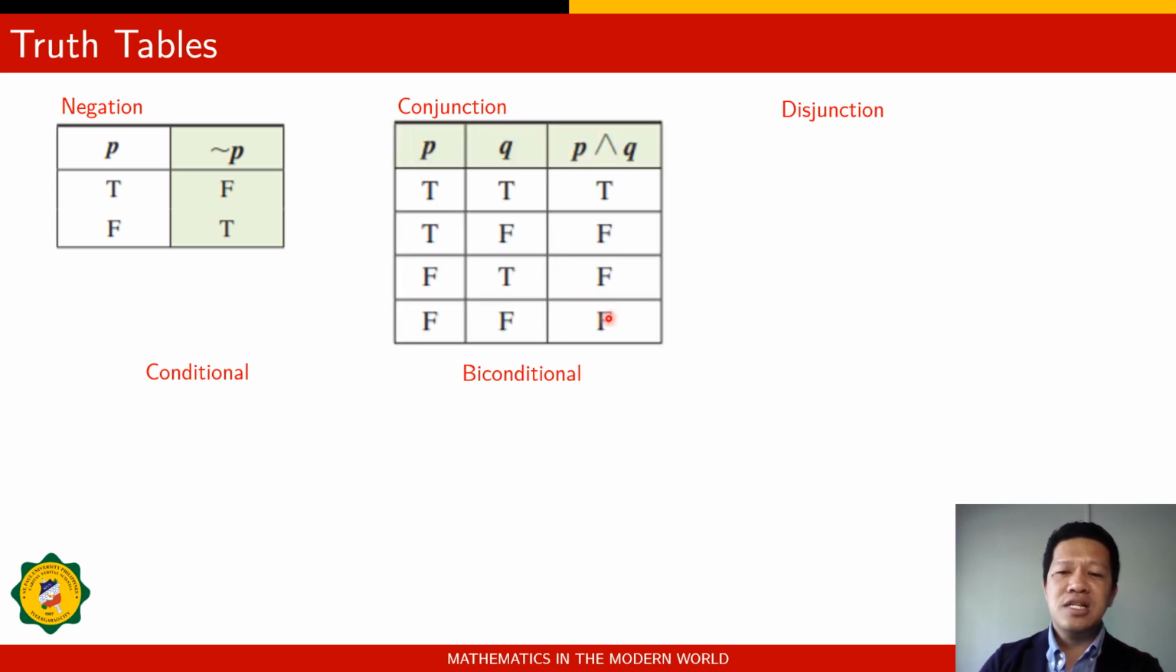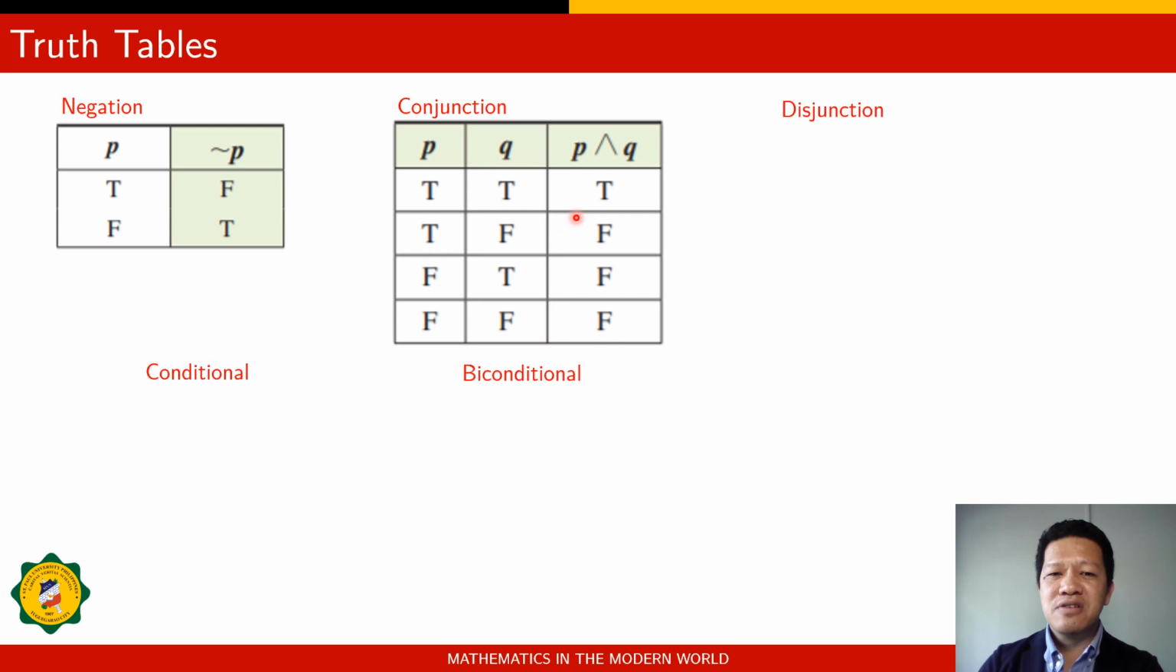For conjunction, we need two statements here. They are denoted by P and Q. If both statements are true, the conjunction P and Q is true. If P is true and the other one is false, the conjunction is false. If P is false and Q is true, the conjunction is false. And if both statements are false, the conjunction is false.